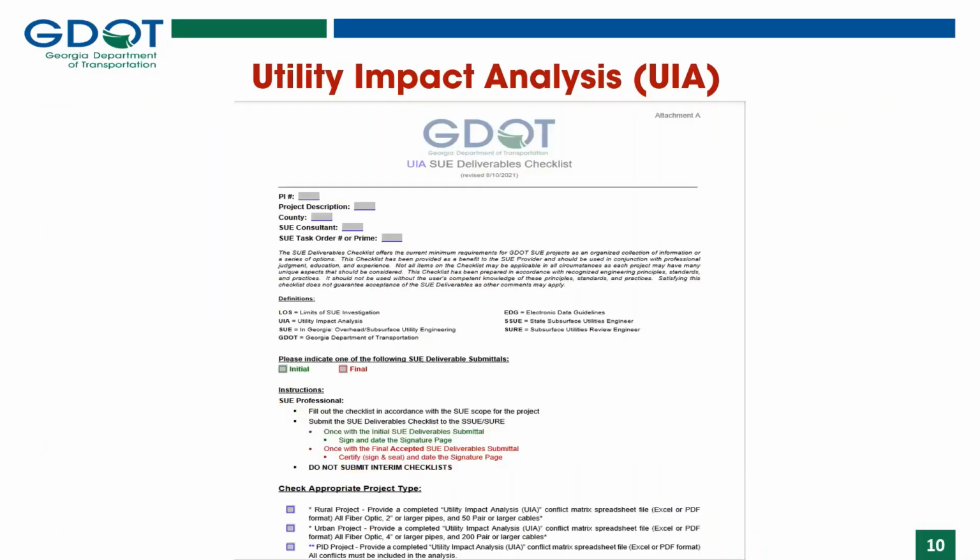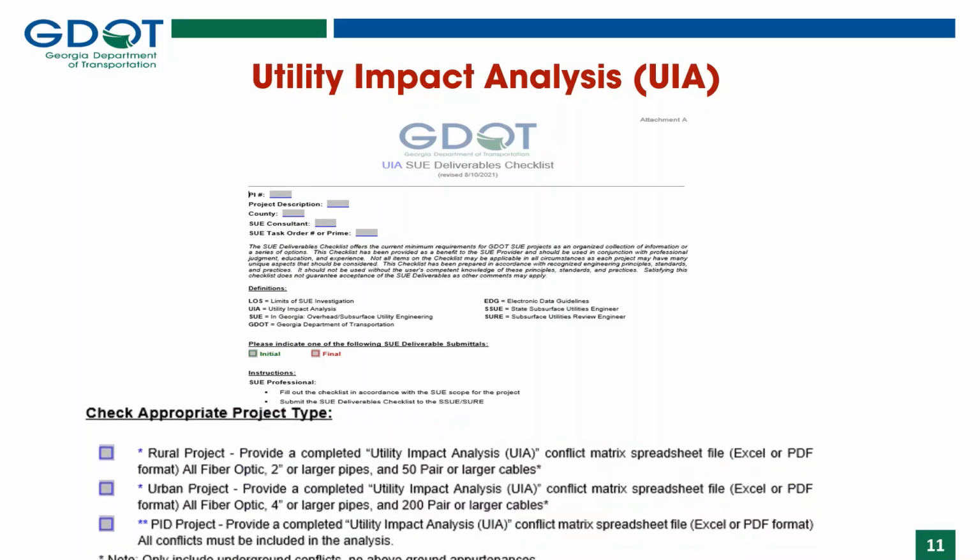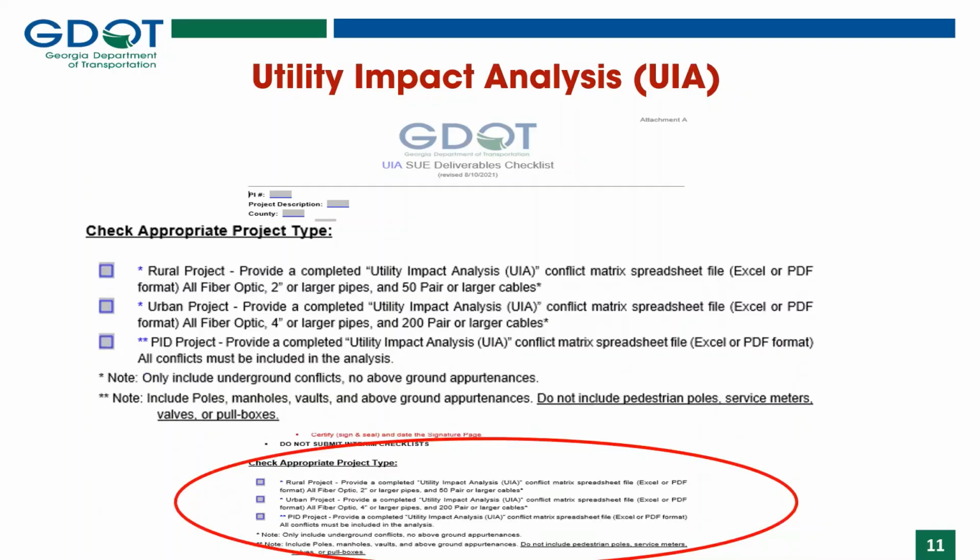This is the UIA SUE deliverables checklist that provides the guideline for utility impact analysis deliverables. Here are the different types of projects for the UIA. This determines the requirements for the information gathered within the UIA. If you notice, there are different sizes of utilities that are required for each project type.